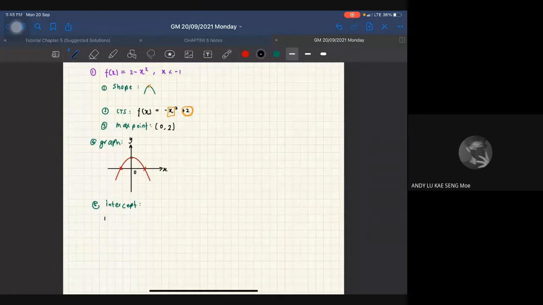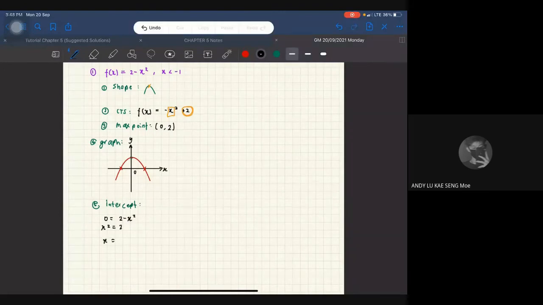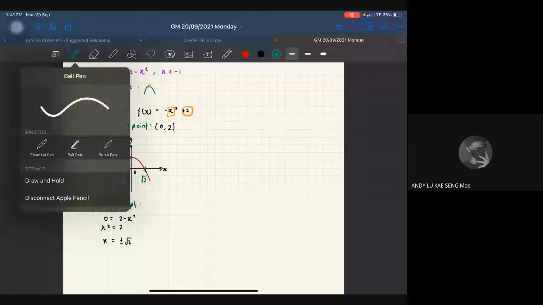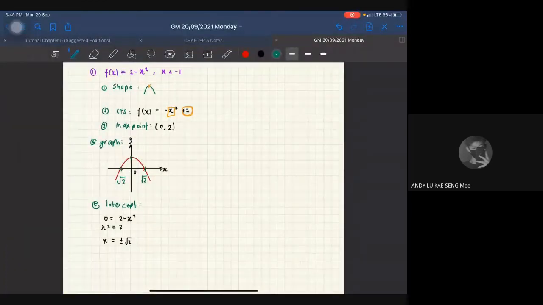So kita buat 0 equal to, we have 2 minus x square. Okay, so awak akan ada x square equal to 2. Okay, and then x is equal to plus minus root 2. Okay, so awak tahu awak punya graph ni dekat sini is root 2. Okay, and then dekat sini is negative root 2. Okay, so itu adalah intercept.